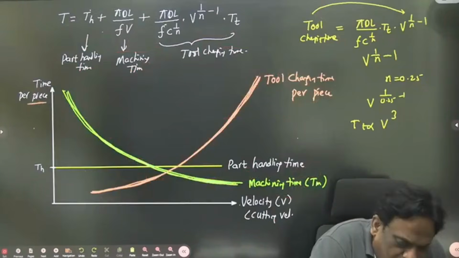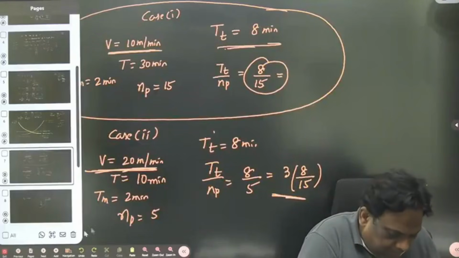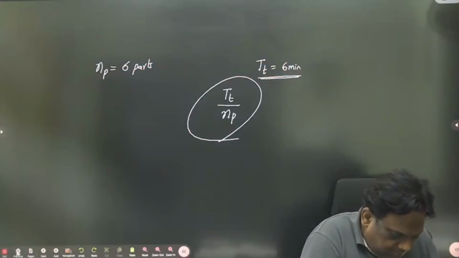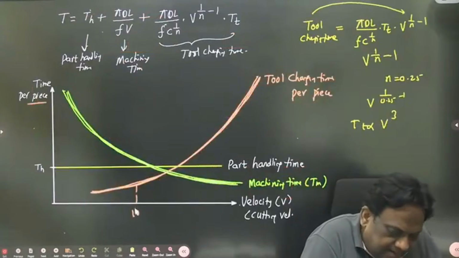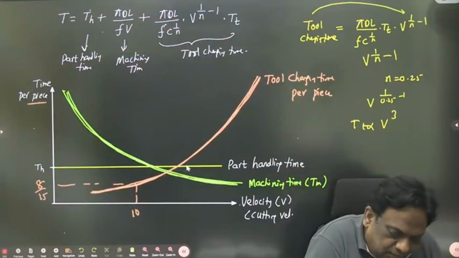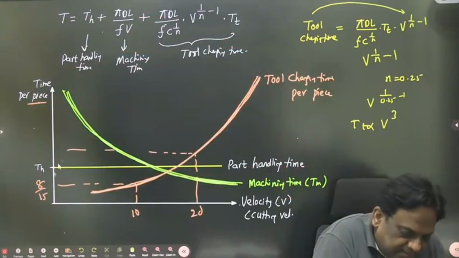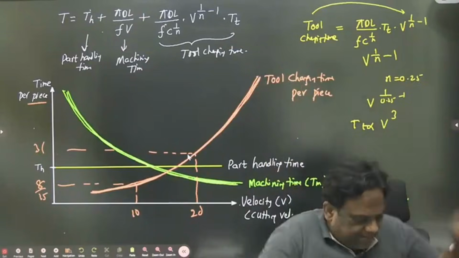So therefore, at low velocity it was less. Let us say at 10 meter per second, the tool changing time is 8 by 15. And at 20 meter per second, it has become 3 times of this. इससे बढ़ गया सर. Hope you understood everyone. Is it clear?